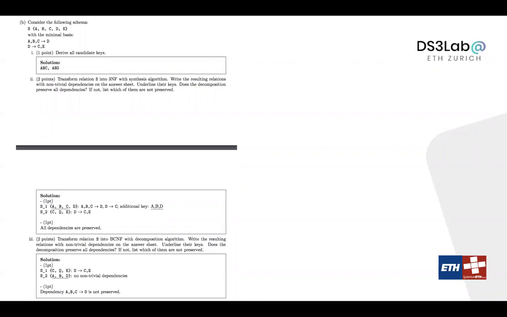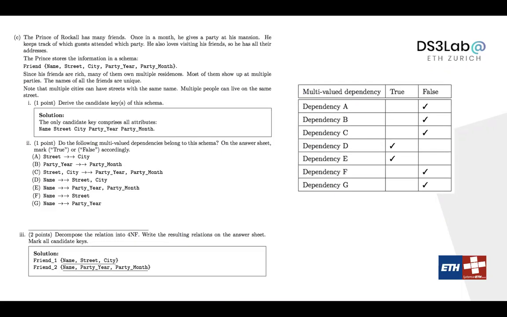In principle, for third normal form, if you do a synthesis algorithm, it's going to preserve all the dependencies. If you do BCNF, it doesn't have to, right? Maybe it happens to preserve all the dependencies, but it doesn't have to. You would probably need to be careful there, right?